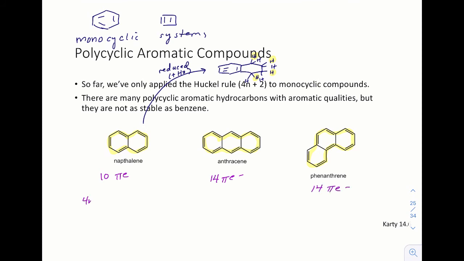10 electrons represents 4n+2, where n equals 2. 14 pi electrons represents 4n+2, where n equals 3. So again, these polycyclic aromatic compounds do have aromatic qualities, which means they do have some stability relative to acyclic conjugated systems, but they're not as stable as benzene.